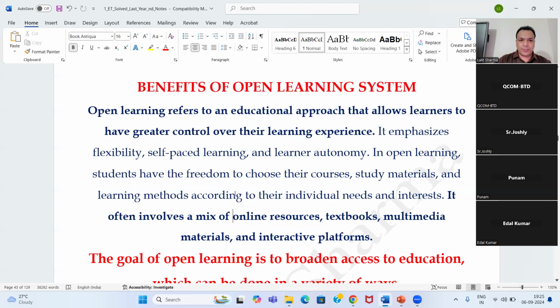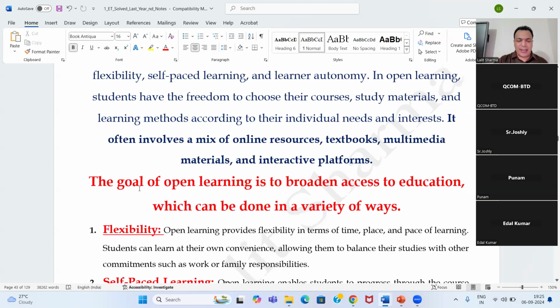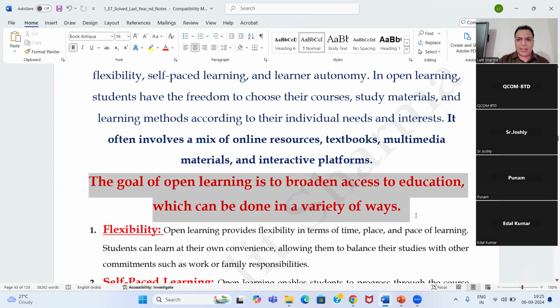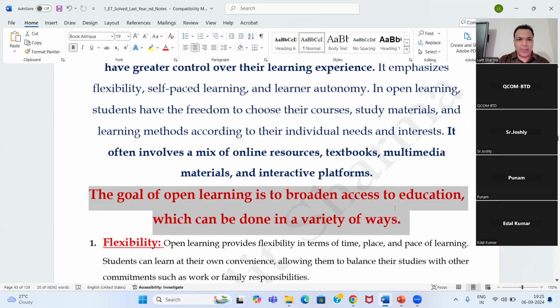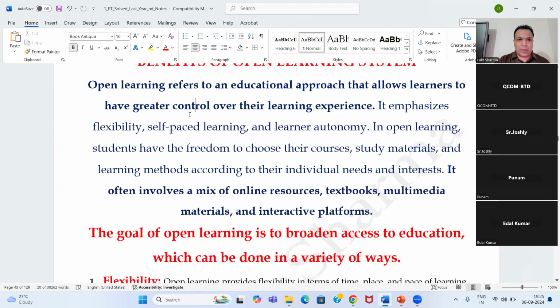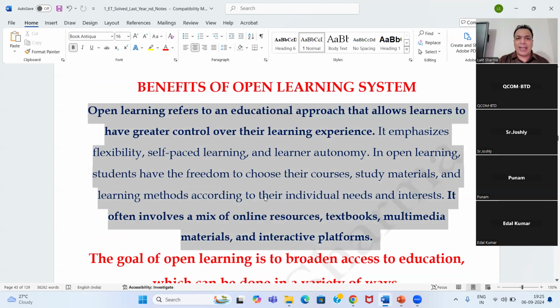So here you have to talk about this. The open learning system also comes under distance education, but here there are one or two points which make it different. The goal of open learning is to broaden access to education, which can be done in a variety of ways. So what is an open learning system? Open learning refers to an educational approach that allows learners to have greater control over their learning experience. Means under the open learning system, a student can take a very easy subject for him or for her. Okay, this is an open learning system.